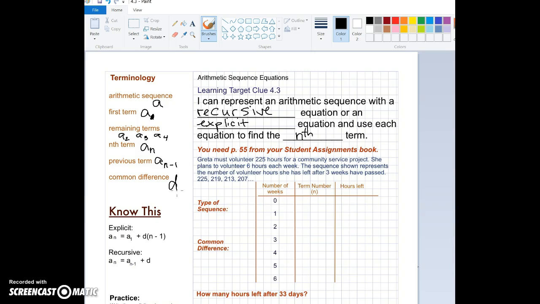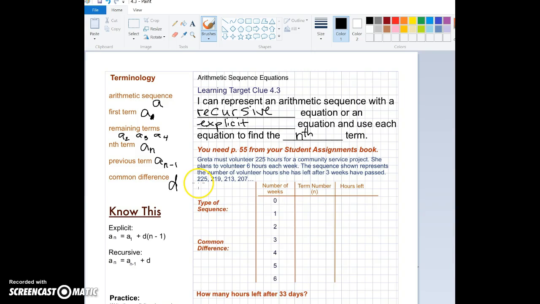Let's go on. Let's read our problem. So this is on page 55. If you haven't gotten your book yet, pause the video, go get it. Greta must volunteer 225 hours for a community service project. She plans to volunteer 6 hours each week. So the sequence shown represents the number of volunteer hours she has left after 3 weeks have passed.